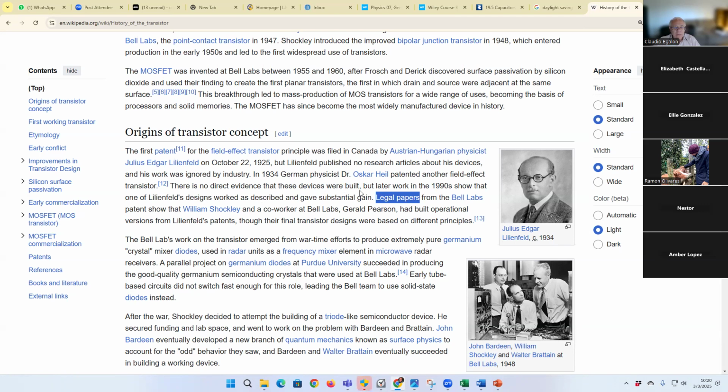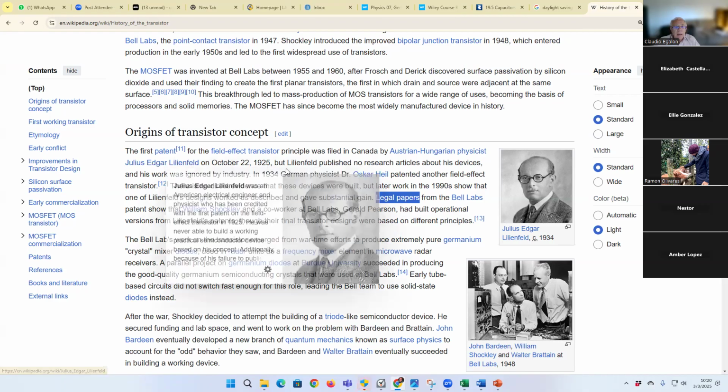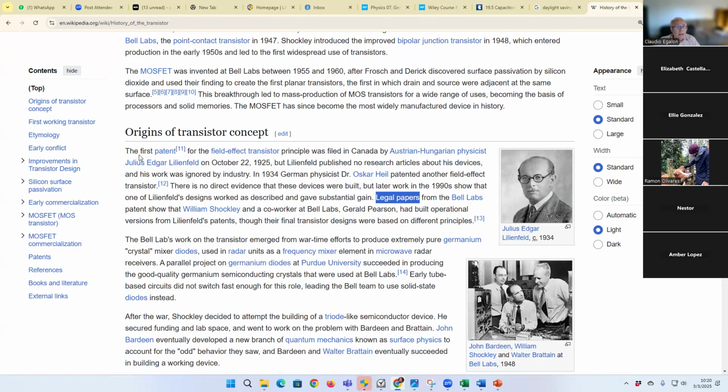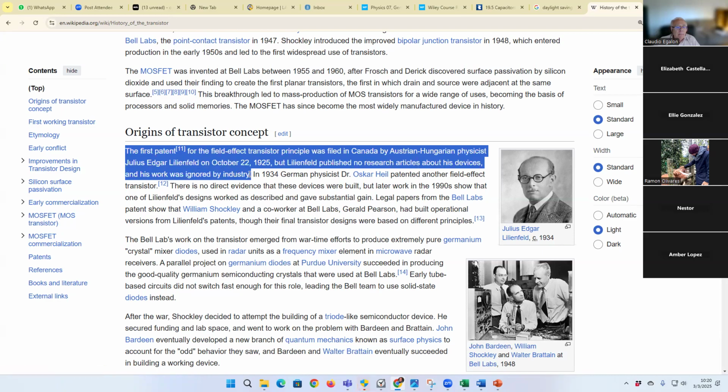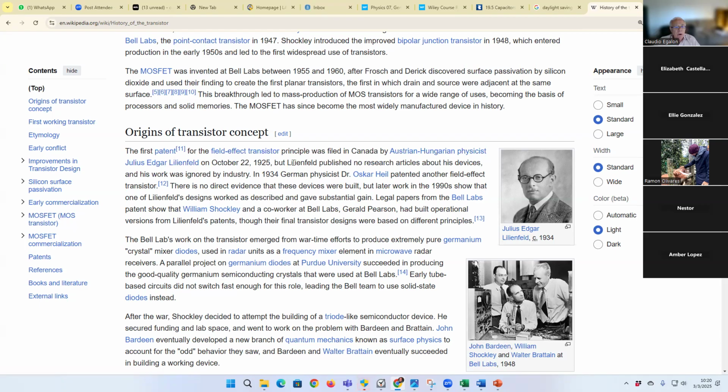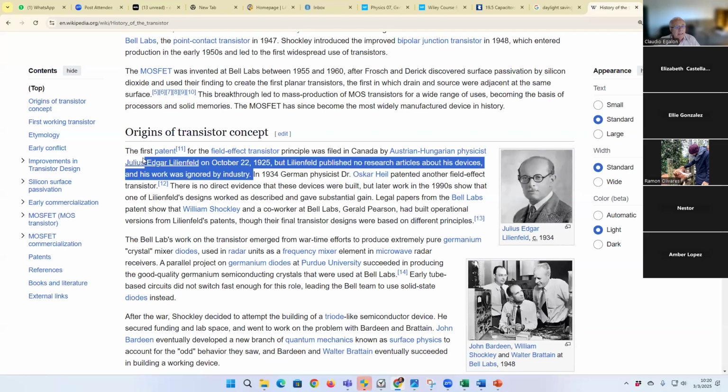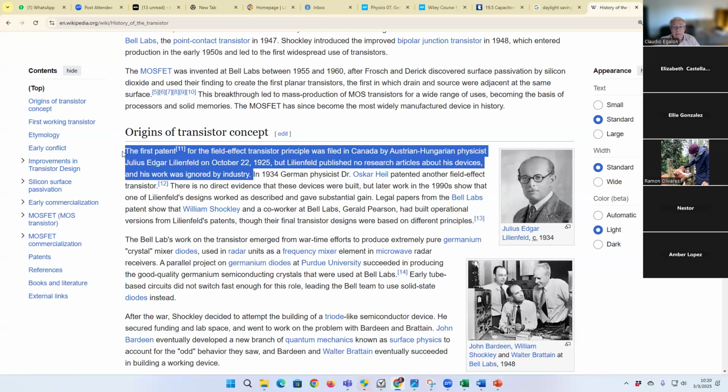there is no device, but later they showed that the Lilienfeld design worked. He patented it, but he didn't publish articles about his device. Look at the problem here, right? You go ahead and patent, and by the way, patents are far more valuable than any paper that you publish out there. And for some reason, the Nobel Prize Committee ignored the patents from Lilienfeld.